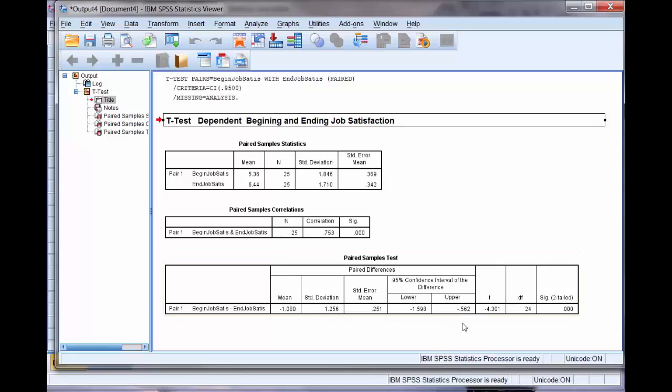Now you've got another piece of information right here. Remember I told you that if there's no zero within this interval, that's more evidence that this difference between these means is statistically significant. And that's all there is to it.